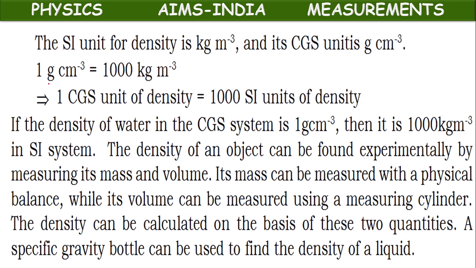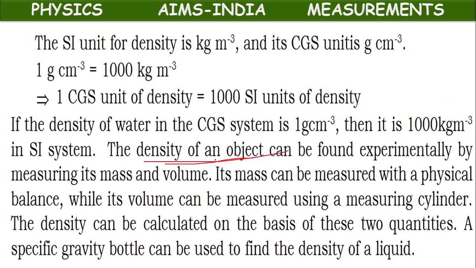That means 1 CGS unit of density equals 1000 SI units of density. In the CGS system the unit is 1 gram per centimeter cube, and it is equal to 1000 kg per meter cube in the SI system. But both values are the same.